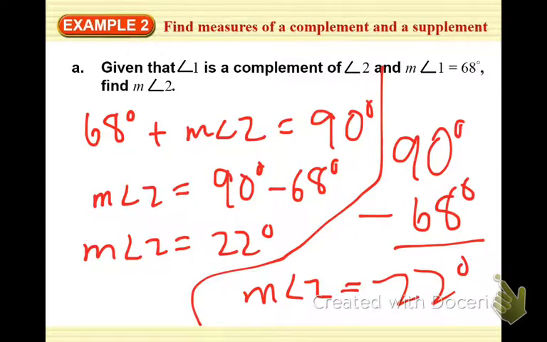Yes? How did you get the 90? Because it's complement. Complementary angles sum to 90. So that word clues you in on 90 degrees.